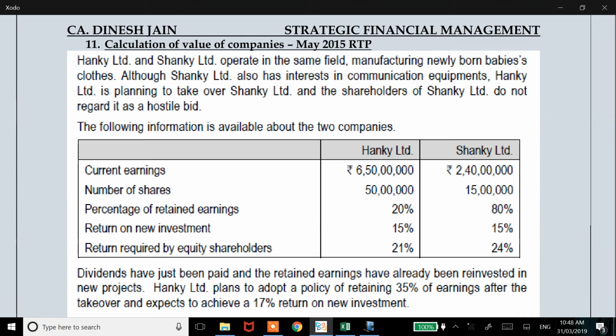Go through 11 and then I'll proceed to the valuation part.